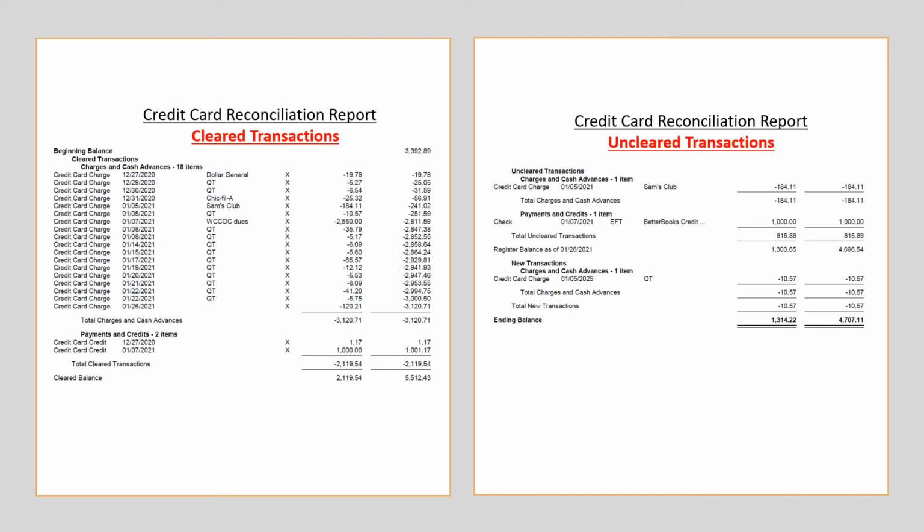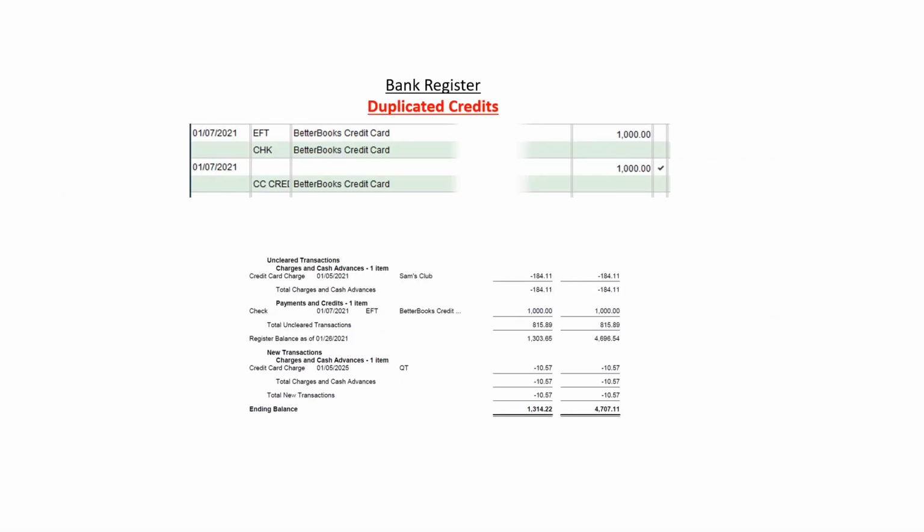You cannot see by looking at the credit card register which credit card payments have been reconciled with the bank. So we have to look at the bank register to determine which duplicate transactions to delete. Let's look at that on the next slide. So looking at this example in the bank register, you can see that the uncleared payment has not been reconciled with the bank and can be deleted.